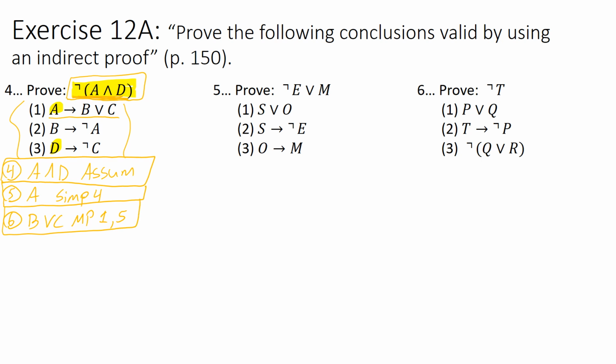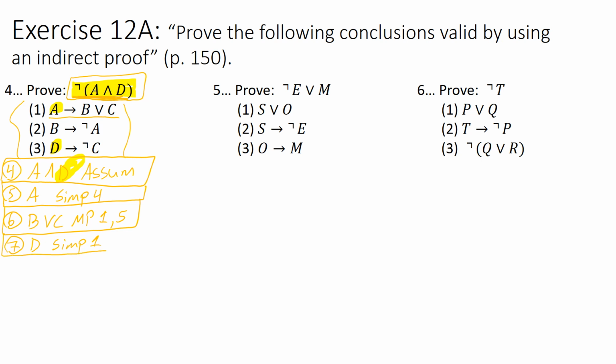We can do another simplification to get D. Some textbooks would force us to do the commutative rule first, to say D and A, and then simplify to get D. But other textbooks, such as the Suppes and Hill textbook, allow us to get the second term right away in simplification, which is nice. So we're just going to do that for line 7, D by the simplification of 4.